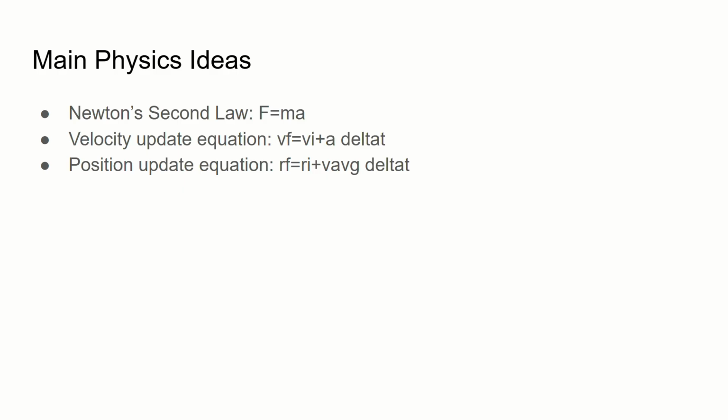We use the velocity update equation to calculate the velocity of the object at any point in time. And the velocity was changing this time because there was a force of gravity that was acting on it. And the position update equation was used to determine the position of the dry eraser at any point in time.